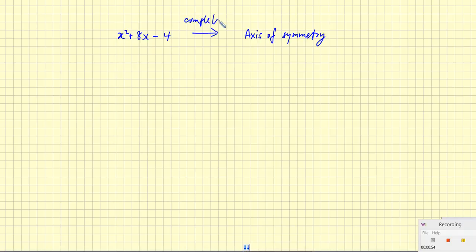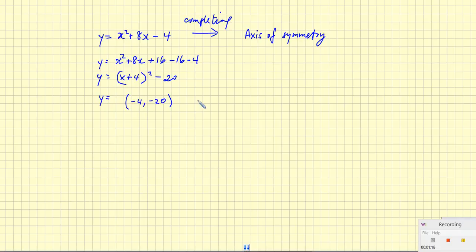Okay, so we said, all right, we would have x squared plus 8x, and then half of 8 is 4, so it would be plus 16 minus 4, and then it would be x plus 4 all squared minus 20. Based on this, I could come to the conclusion that my vertex was equal to negative 4, negative 20, and that my axis of symmetry equation was going to be x equaling negative 4.